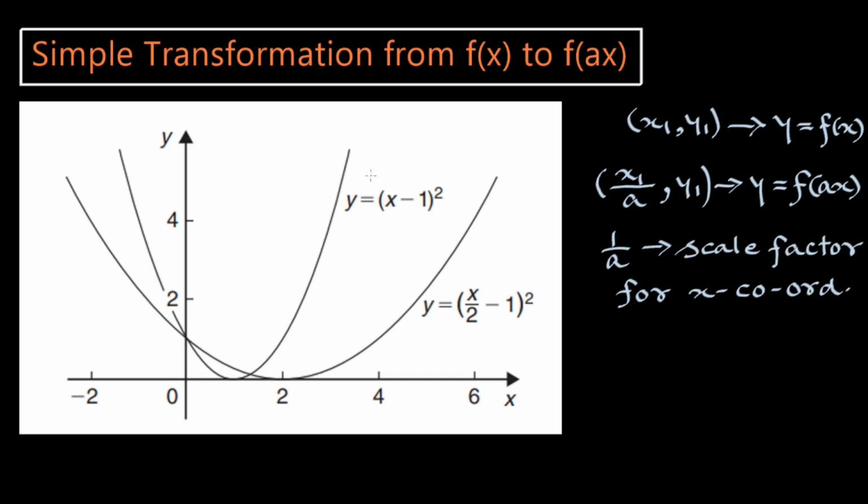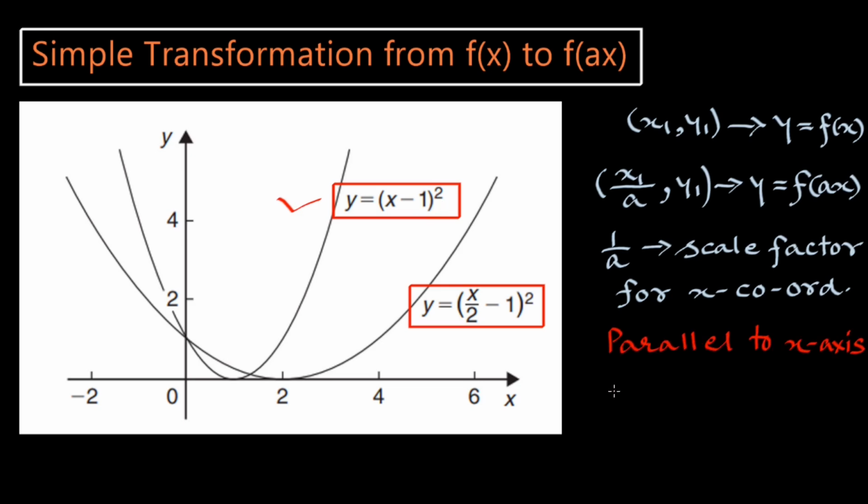So, simple transformation of the curve y = (x - 1)² to y = (x/2 - 1)² can be obtained by stretching the curve y = (x - 1)² parallel to the x-axis by a scale factor a = 1/2. So the curve is stretched in the ratio 1:1/2, that is 2:1.